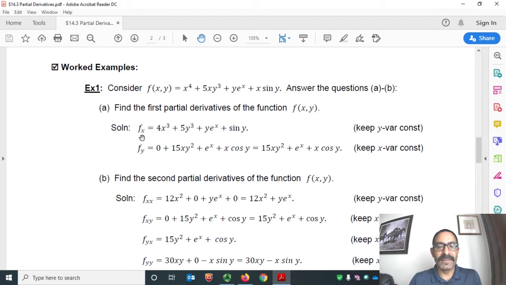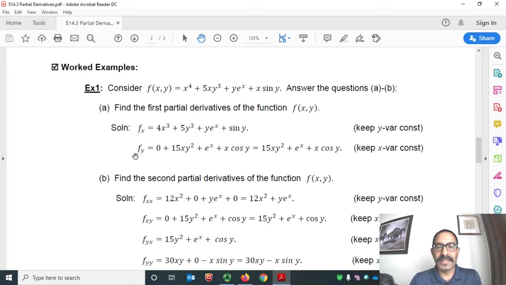So let's compute f_x. That means the partial derivative of f with respect to x, keeping y constant. So here 4x cubed, plus y cubed is constant, so 5y cubed, plus y constant, so y as it is, then the derivative of e to the x with respect to x becomes e to the x itself, and then plus sine y is constant, the derivative of x with respect to x is 1, so simply sine y. So we're done.